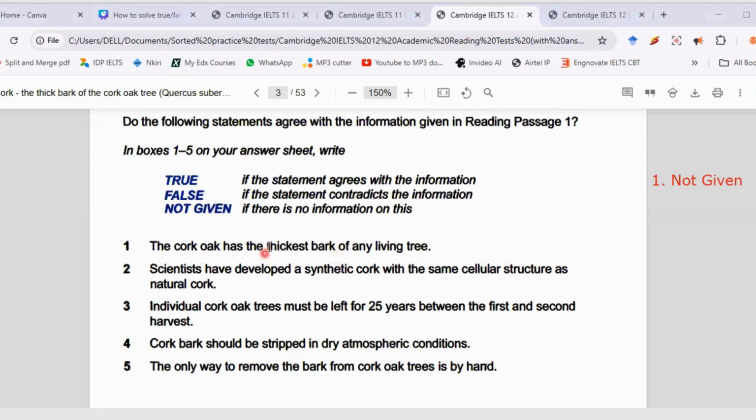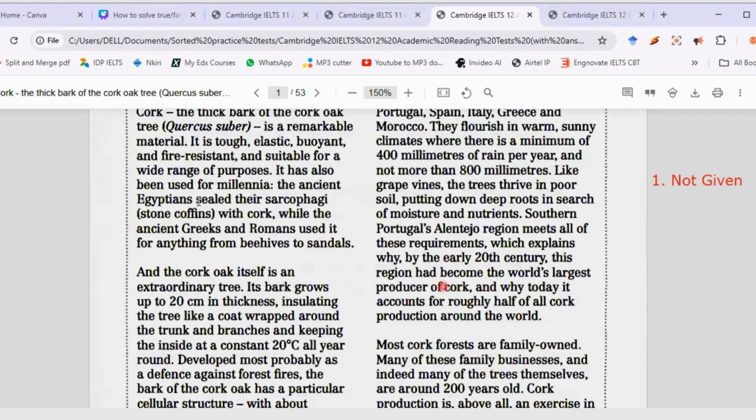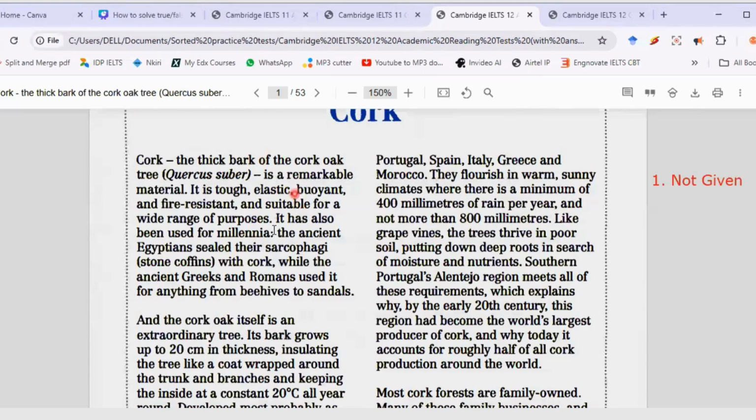They are doing a comparison here. They did a comparison in the passage. So take note of that. Look at number two: scientists have developed a synthetic cork with the same cellular structure as natural cork. So let's go and check the passage. Synthetic cork. It is a tough, elastic, buoyant stuff. I'm looking for synthetic. Okay, no synthetic here.